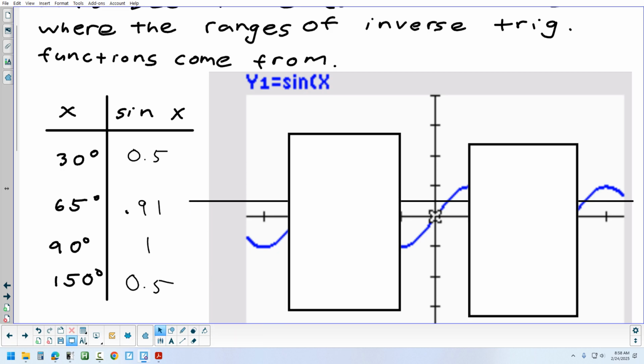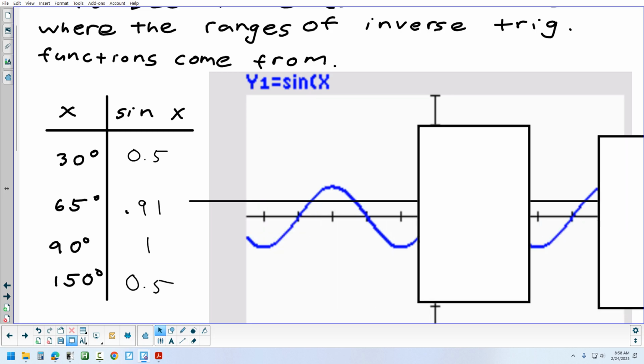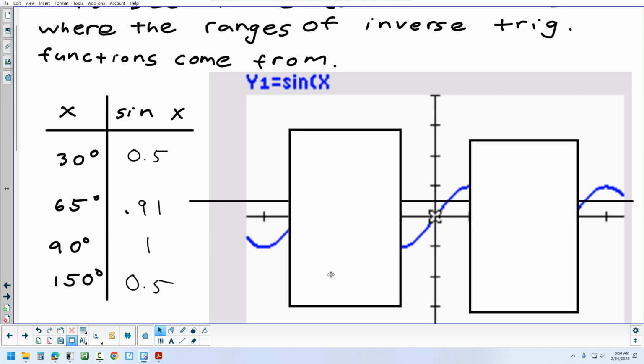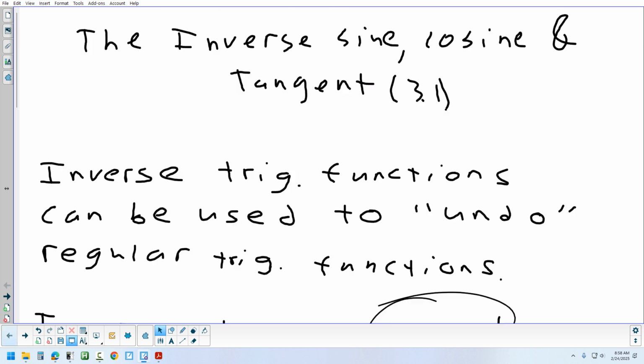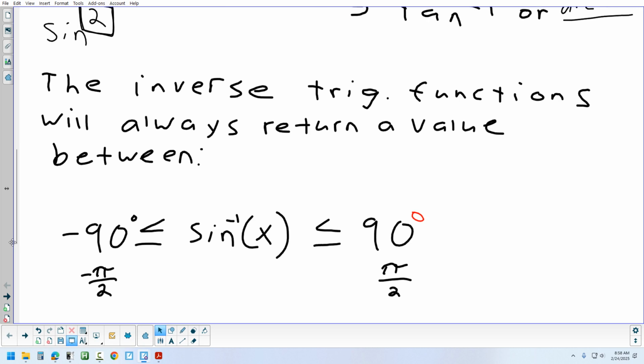Now, that's not the only part. You could look at that part. That part would also work. This part over here would also work. Any section that you can find that only hits once would work. But we all have to agree on the same section, otherwise we're still all going to get different answers. So when we're dealing with inverse sine, everybody agrees that the answer that you give to an inverse sine problem is always between -90 and +90. As long as we all agree to stay between those numbers, we will never have an issue. Okay?